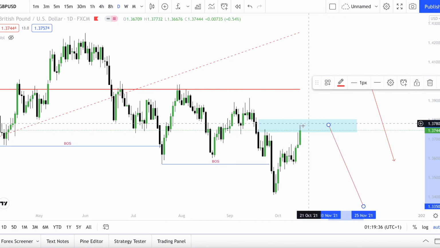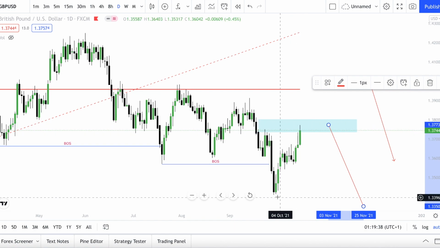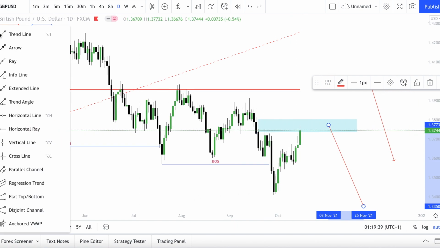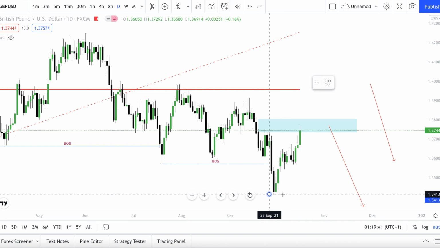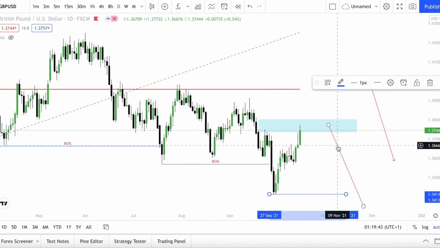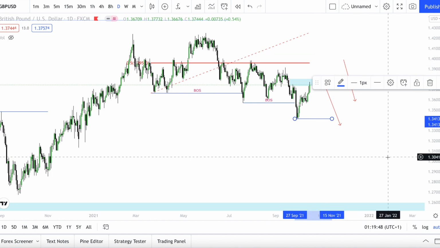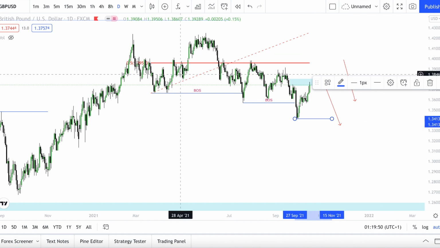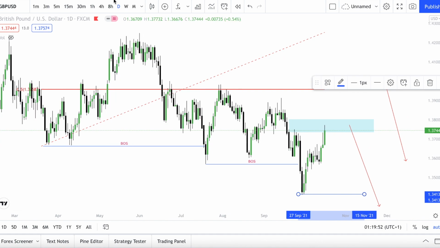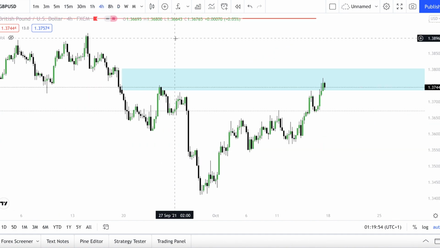If this holds, we can expect to break this area, right? Even if this holds, we expect the price to break this area. Okay, let's look at 4 hour.